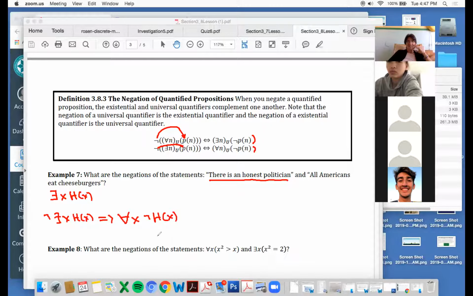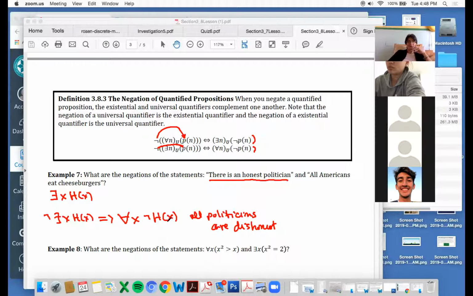So what does this read? This says all politicians are not honest. So all politicians are dishonest. The negation of there is an honest politician is all politicians are dishonest.